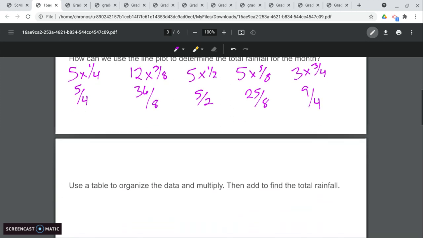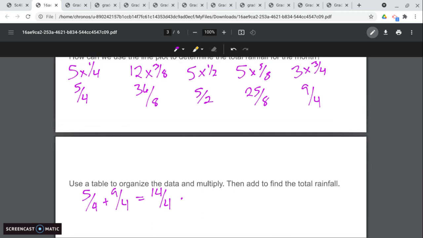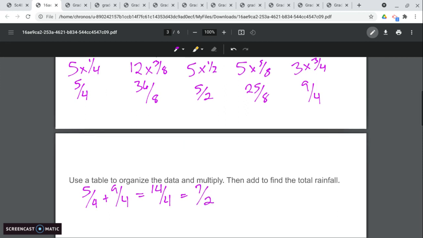Now you may notice they don't all have common denominators, but we can add the ones that do have a common denominator together to make fewer values that we have to deal with. So we've got our 5/4 plus our 9/4. 5 plus 9 is going to give us 14/4, which we can reduce. Divide them both by 2 to get 7/2.